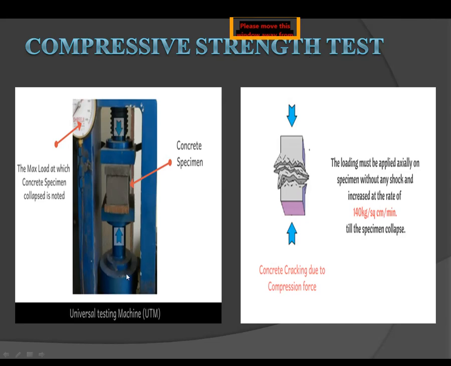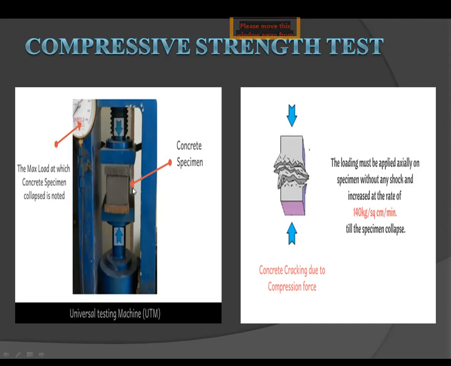And in this figure, this is our universal testing machine, that means UTM. Here, this dial shows the maximum load at which the concrete specimen collapses, and this is our concrete specimen. Concrete testing helps us focus on the compressive strength of concrete because it helps us quantify the ability of concrete to resist compressive stresses in structures, whereas other stresses such as axial and tensile stresses are handled by reinforcement and other means.